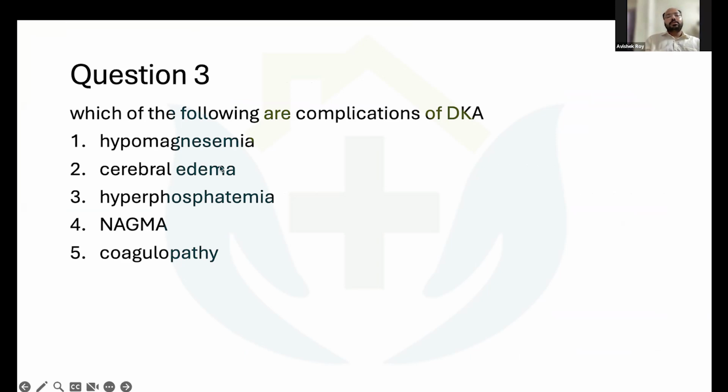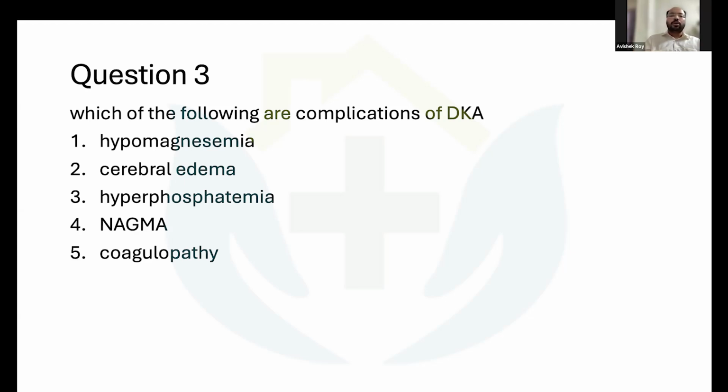So these are the options: hypomagnesemia, cerebral edema, hyperphosphatemia, NAGMA, and coagulopathy. So I'll just prompt it. So first one is correct. Hypomagnesemia occurs. It's similar to potassium. Magnesium will go inside the cells. Cellular edema, again true, because rapid lowering of sugars does cause cellular edema.